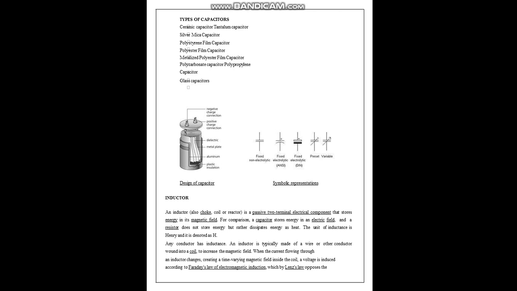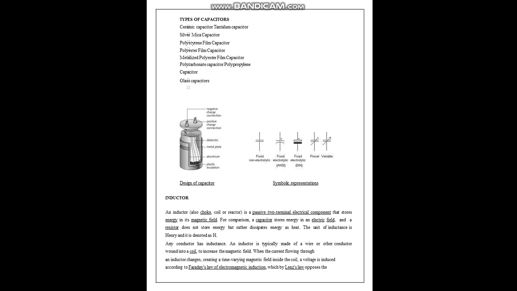Okay, this is the design of a capacitor. There will be two legs. One is the positive charge connection and the other leg is the negative charge connection. Inside there will be a dielectric, another layer covered by a metal plate, and then covered by aluminium. At last it is covered by a plastic insulation, which is black or blue in color. Next we are going to see the inductor.